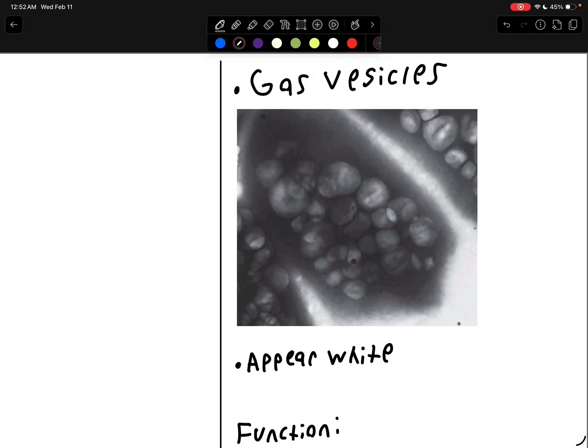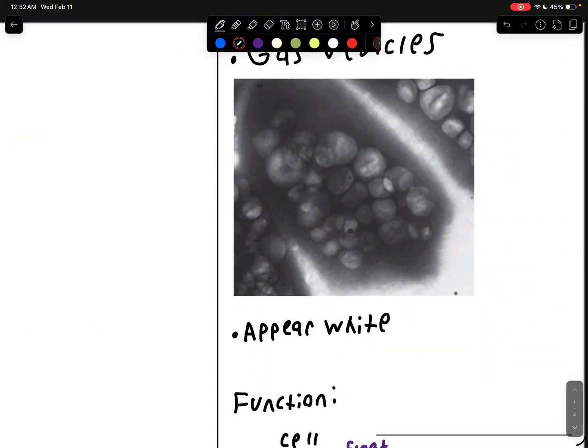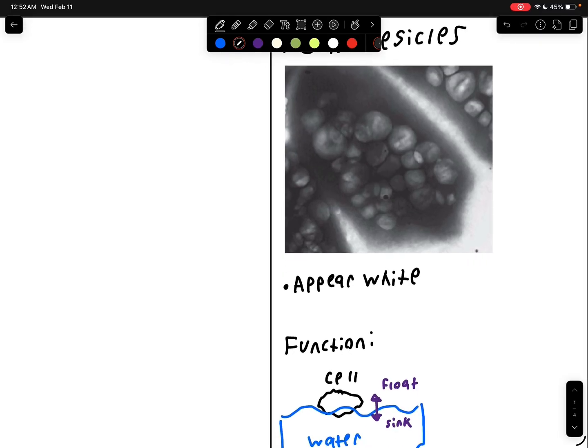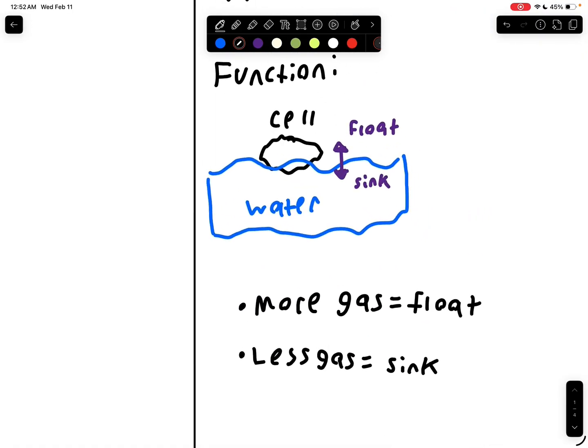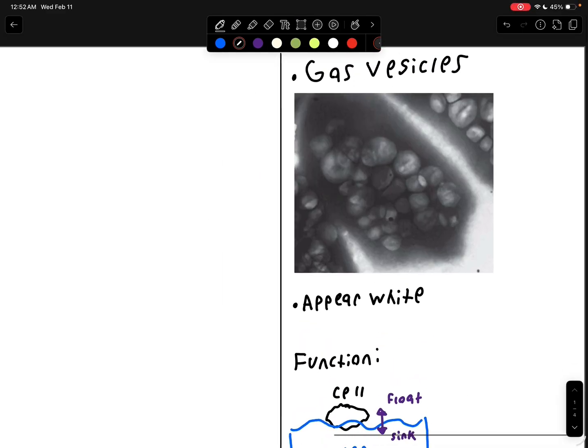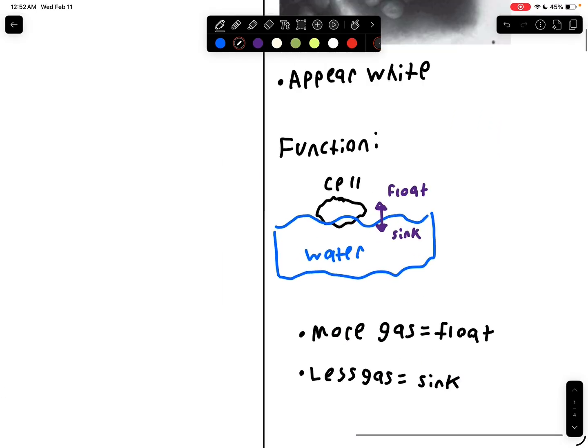It's just a gas vesicle, right? And it's kind of intuitive, unlike the other two. Intuitive in name, unlike the other two. So this one appears white. The function of it is literally to allow the cell to float or sink in a water column. This could be the ocean, this could be a pond, hydrothermal vent, whatever it is, as long as it's in water, it has this gas vesicle which can fill up, right?